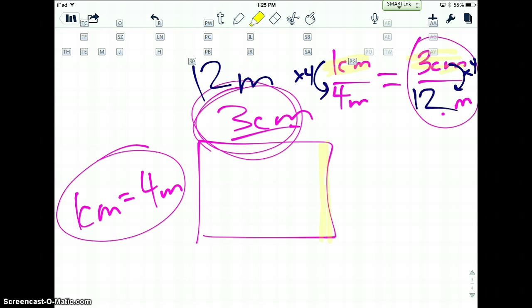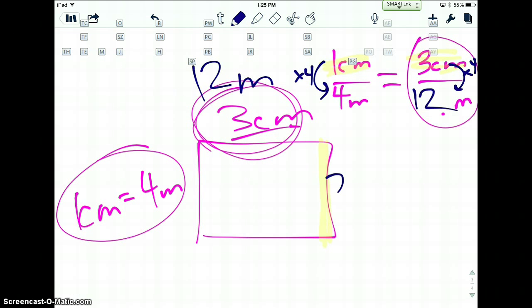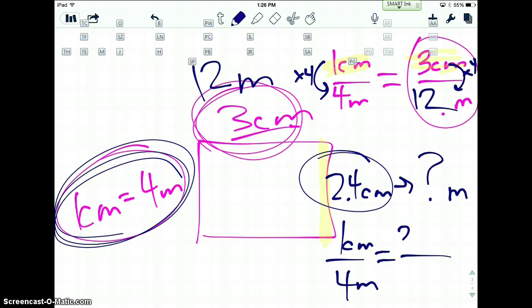Now we need this dimension of the gym floor. In the scale drawing, it was 2.4 centimeters. So I need to convert that into what it is in meters in actuality. So I have to make use of this scale again. So one side of my proportion is going to be the same thing. And the other side, I'm going to have 2.4 centimeters on the top, corresponding to the centimeters over there, numerator. And I'm trying to find this.